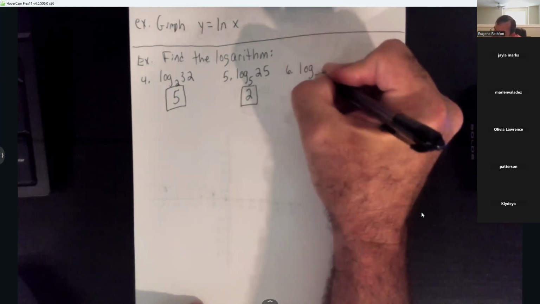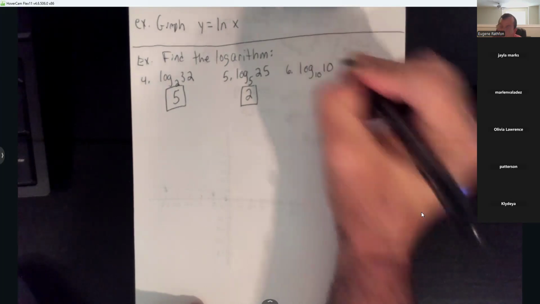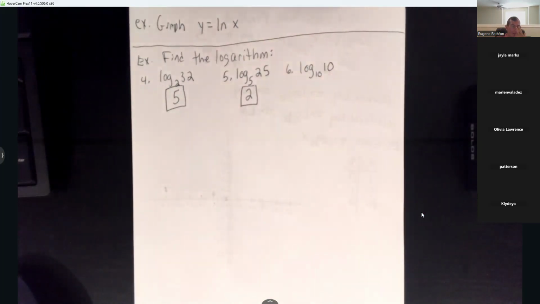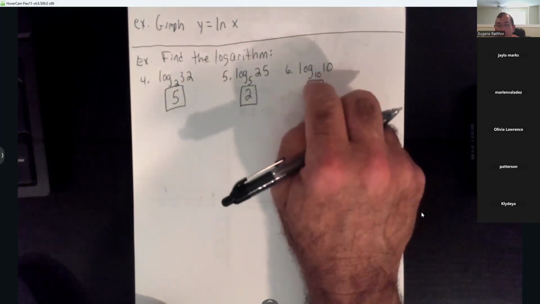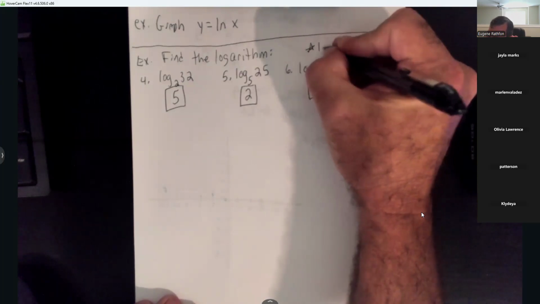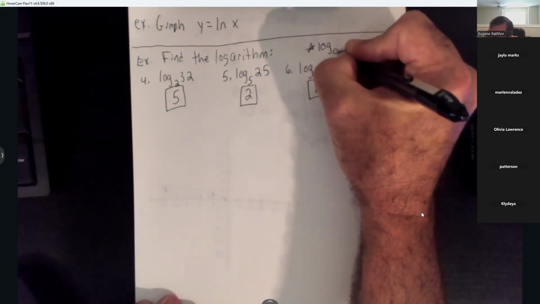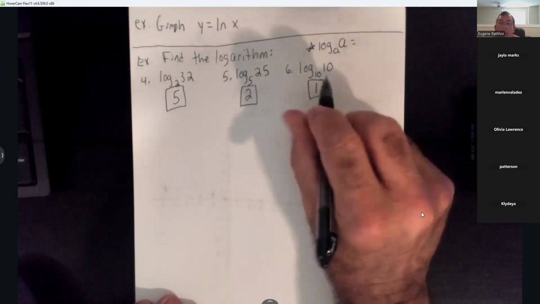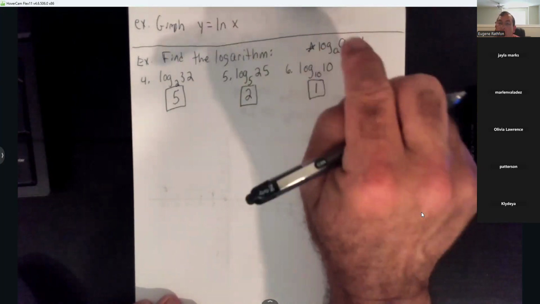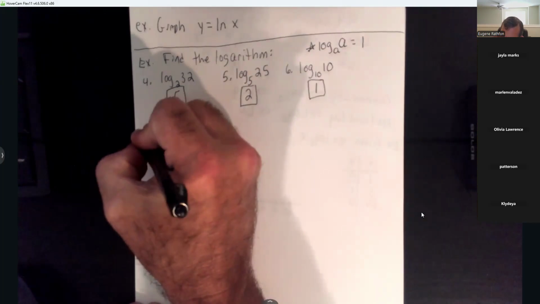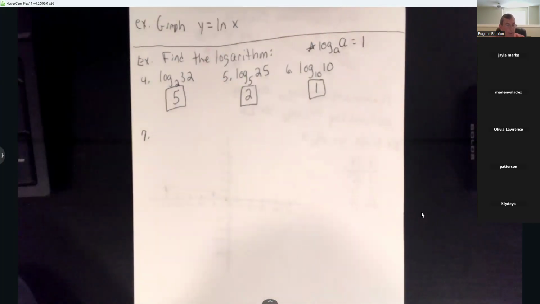How about this? Log base 10 of 10. So, y'all, what exponent would you raise 10 to to equal 10? And good job, that'll definitely be a 1. And actually, y'all, you've got a little property you could say on that. If the base matches the result, that answer will always equal 1, okay? All right, y'all, continuing through.